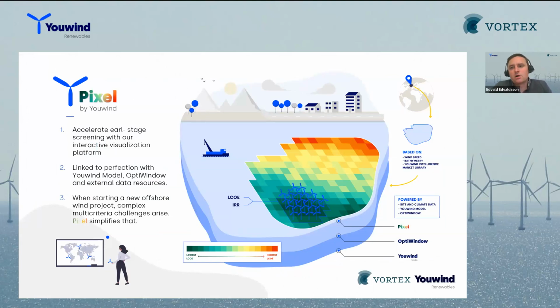So Pixel is our early stage screening tool, where you can basically accelerate your early stage screening with our interactive visualization platform. So essentially, it means that you can draw up a very big polygon wherever you want in the world. We will combine data sets from Vortex, meaning if you have access to the Vortex platform and have purchased some of their products and want to use them directly, you can see and screen directly where is the best place for you to have the wind farm set up.